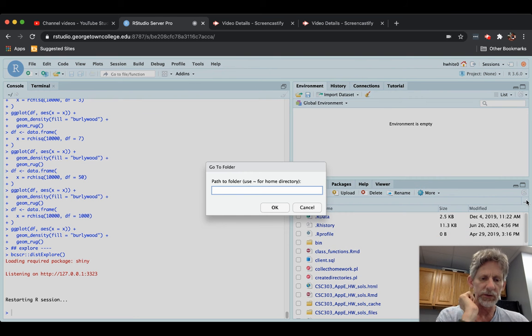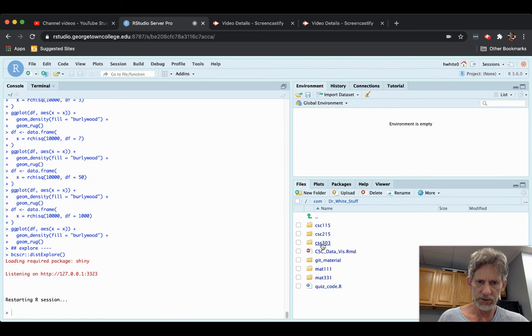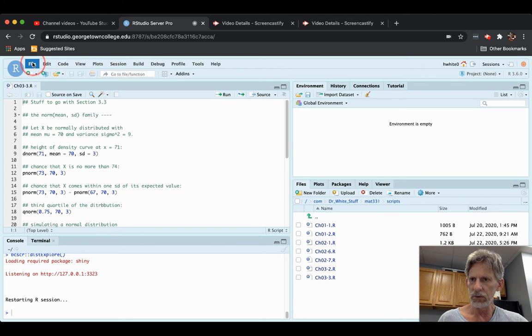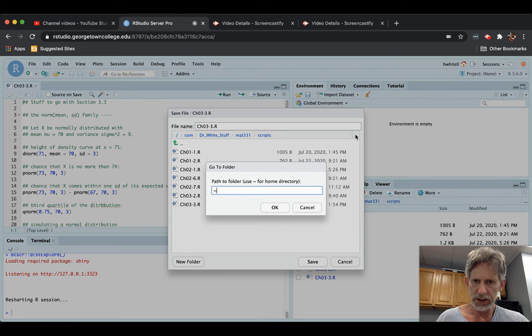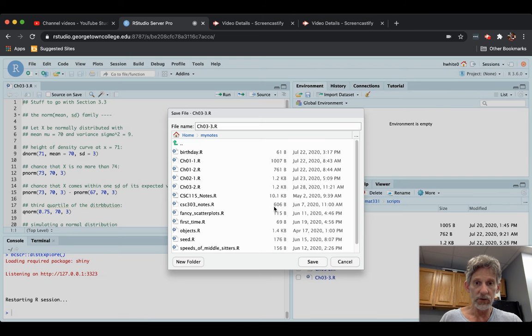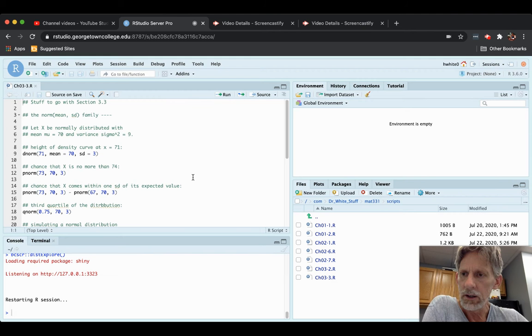Let's go get some material for today, /com, Dr. White stuff, Math 331. And under scripts, there's a section Ch03-3.r, which I will save right into my home directory. In fact, I'll go right to my notes folder. You can do that right away: /my notes after the twiddles, say OK, and then you're looking straight into the My Notes folder and you can save there.